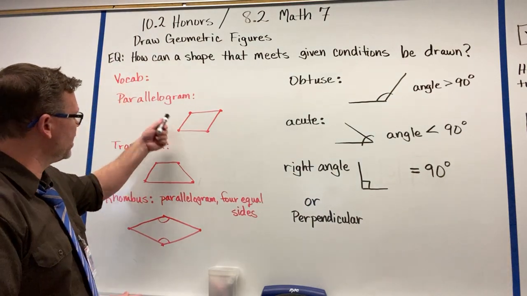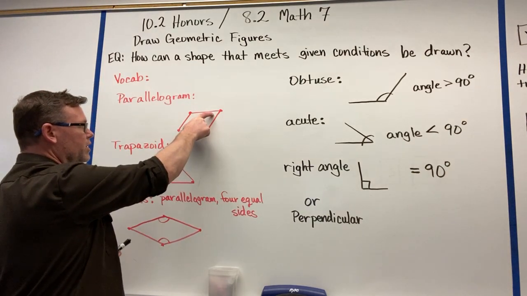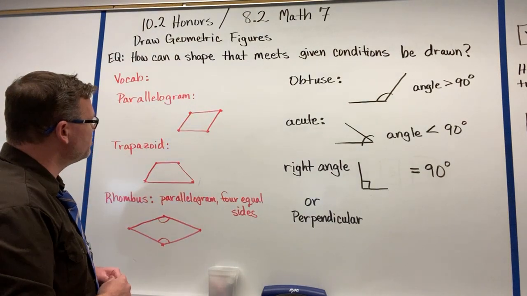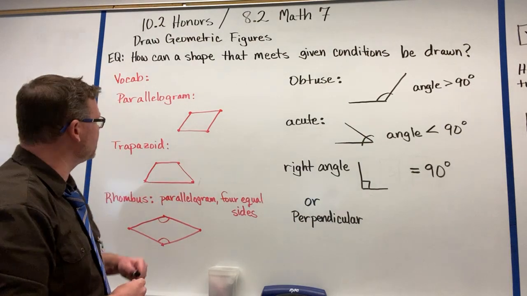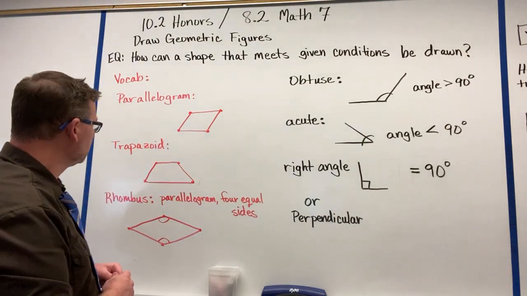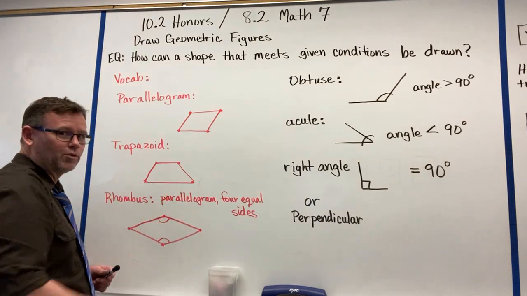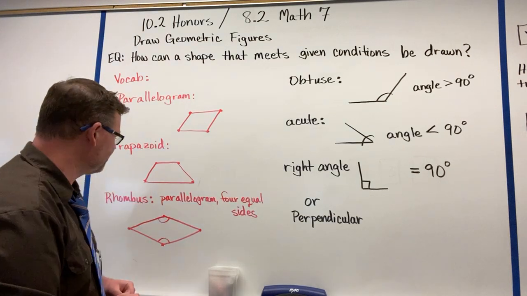So a parallelogram looks like this, okay? We have two acute angles over here, two obtuse angles over here, and the sides are different lengths. And that's what makes it a parallelogram. A trapezoid, we have right here. You actually sit at one of these every single day when you work. Our tables in our room are trapezoids.